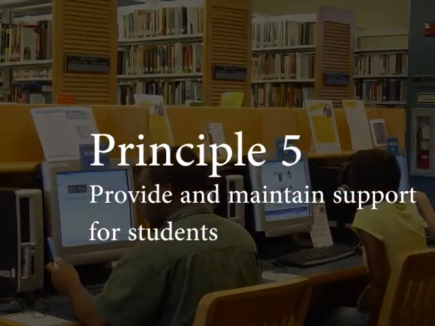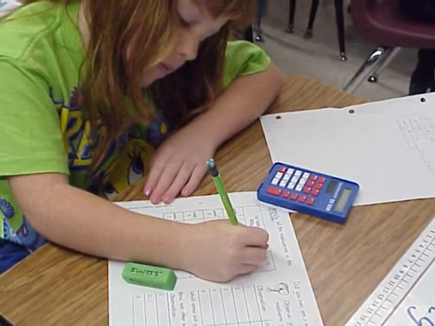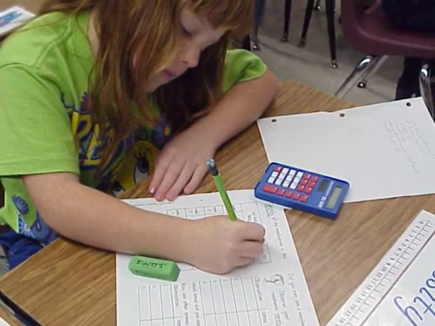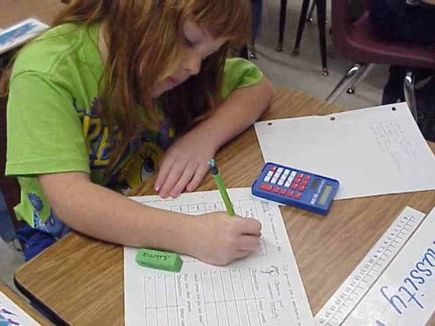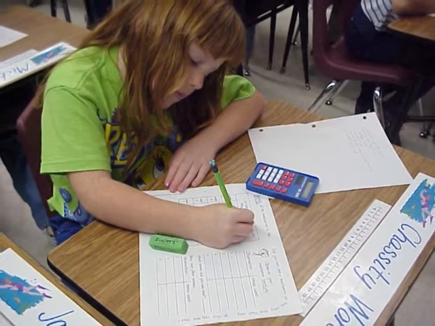Principle 5. Provide and maintain support for students. The institution may support the student. Students must have access to resources to support their efforts and to assure them that they will be able to meet their class obligations without undue stress.